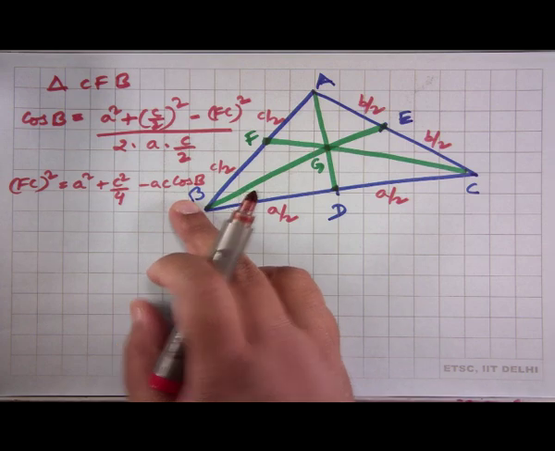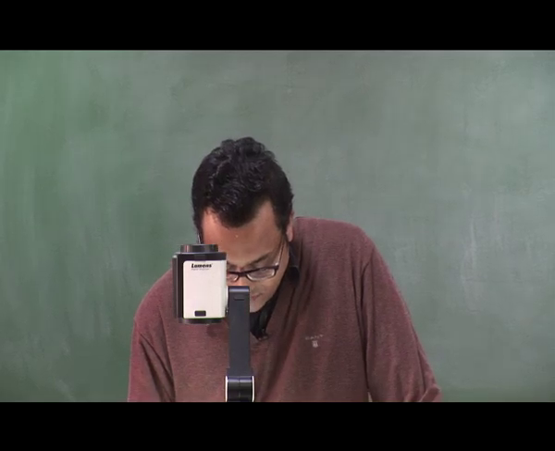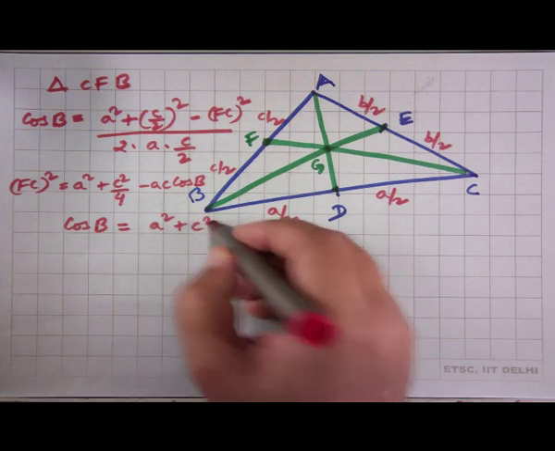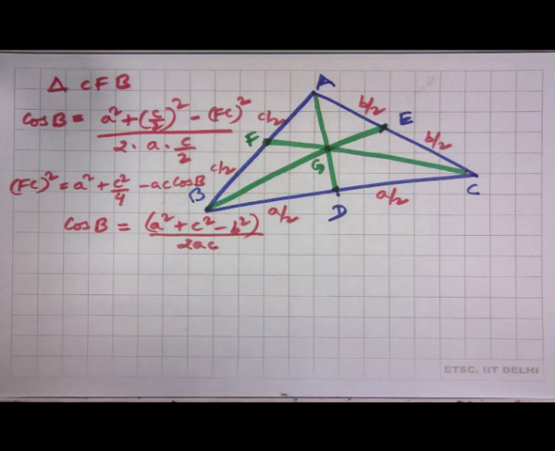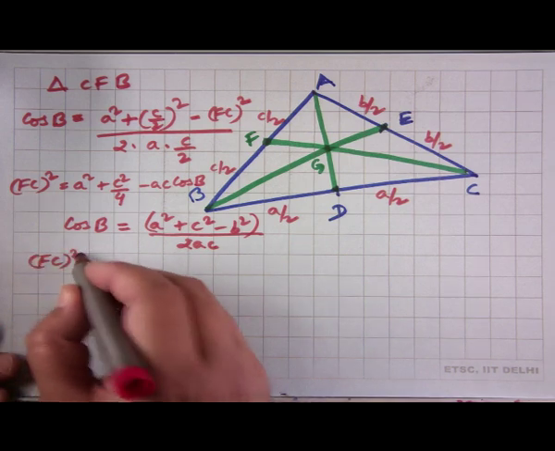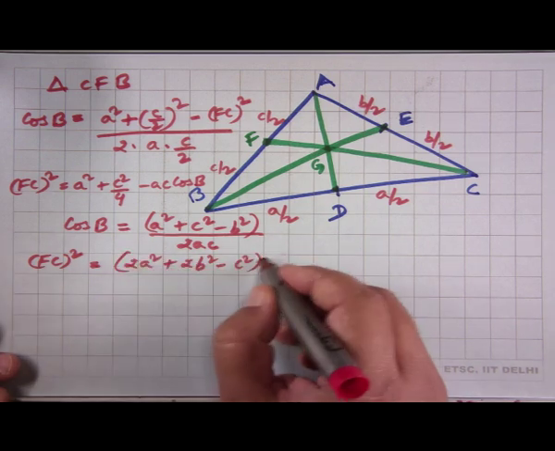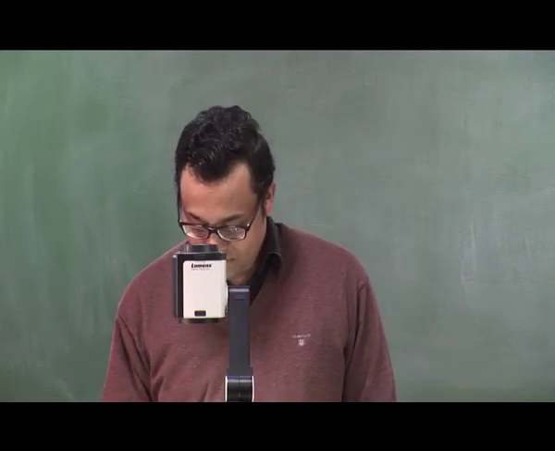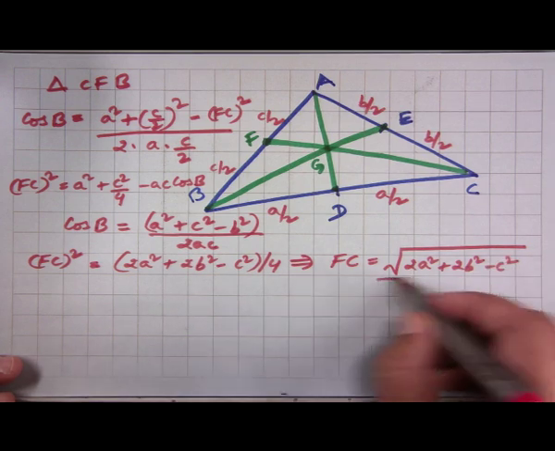Now, from the cosine law when applied to the triangle ABC, we know that cos of B is equal to A square plus C square minus B square over 2AC, and if we use this expression here, then we finally end up getting that FC square is equal to 2A square plus 2B square minus C square over 4, or in other words, the length of the median FC is equal to the square root of 2A square plus 2B square minus C square over 2.